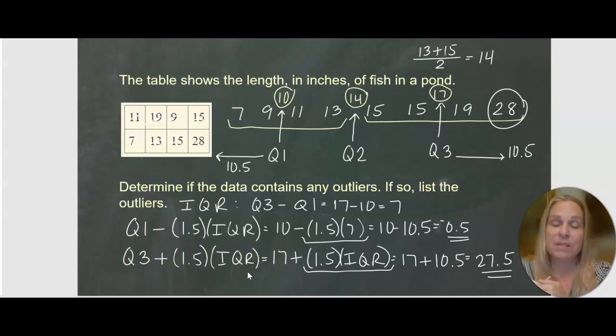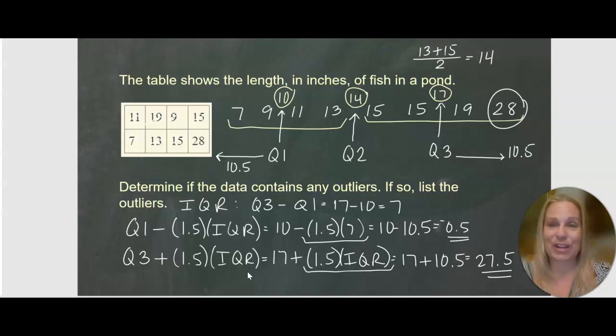A really common mistake is to do the addition and subtraction first, so make sure that you're following the order of operations. Your calculator will do the order of operations for you. So if you put in 10 minus 1.5 times 7, it will multiply before it subtracts. It's the beauty of scientific calculators.